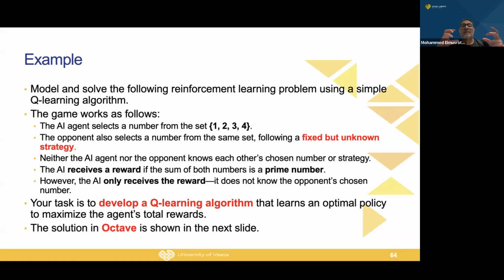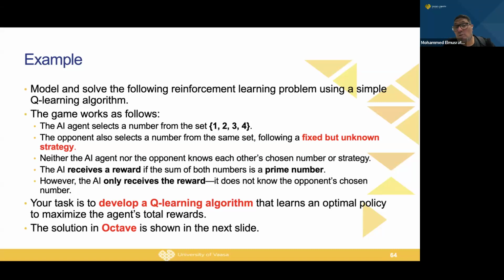Okay, there is another evaluation item now. In the evaluation, they add both numbers, the number that you generated and the number generated by your opponent, together. If the summation is a prime number, you will get a reward. For example, you select 1, your opponent selects 4, 1 plus 4 is 5. So you will get a reward.